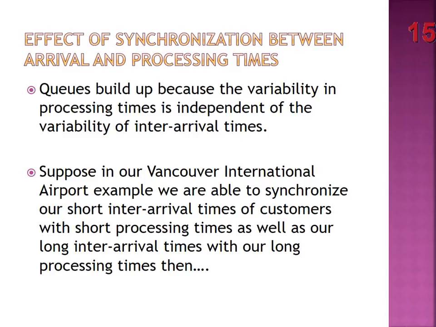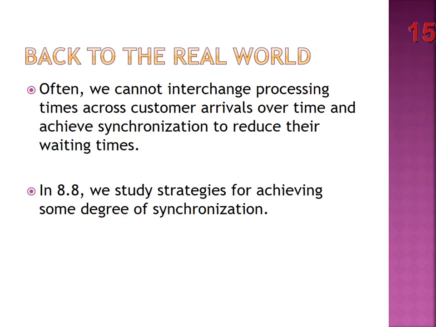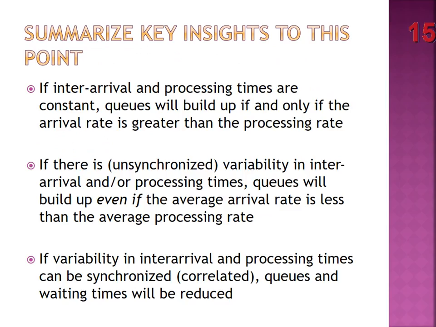Okay, so it says, suppose in our Vancouver International Airport example, we're able to synchronize our short inter-arrival times of customers with short processing times, as well as our long inter-arrival times with longer processing times. Okay, so then it looks pretty, right? Then again, it takes me a while to process, but you know what? I've got a longer time in between, okay? But again, the reality of it is there are some things that you can do to address that, but generally speaking, those pieces of variability are harder to manage. So often we cannot interchange processing times across customer arrivals over time and get that synchronization, okay? So in 8.8, we start to study strategies for achieving some degree of synchronization, okay?